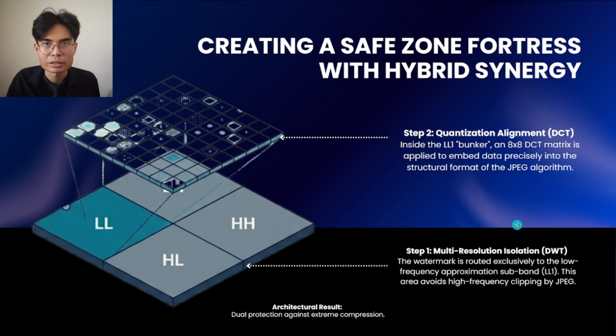Step number 2 is quantization alignment using DCT. Once inside that LL1 bunker, we apply an 8x8 DCT matrix to embed the data precisely into a structural format that the JPEG algorithm inherently respects. The architectural result is a dual-layer protection system highly resilient against extreme compression.